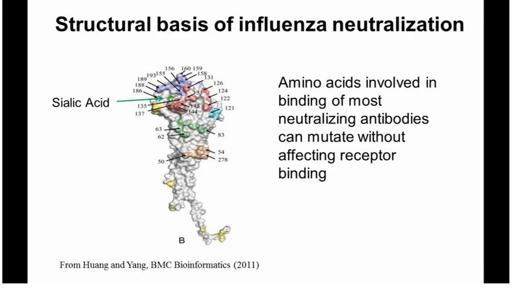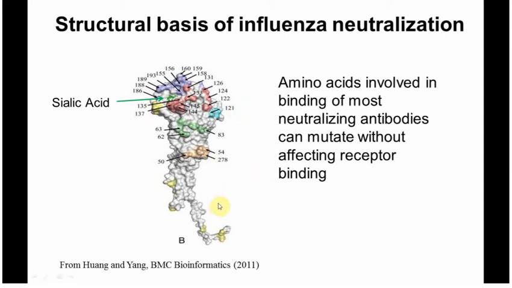So how is it that the virus can mutate and escape from these antibodies that are blocking the interaction or blocking the virus entry? It can mutate and escape from neutralizing antibodies, but it still remains infectious. So what we want to do here is look at the sites where the neutralizing antibodies bind, and where the receptor for influenza virus binds on the hemagglutinin protein.